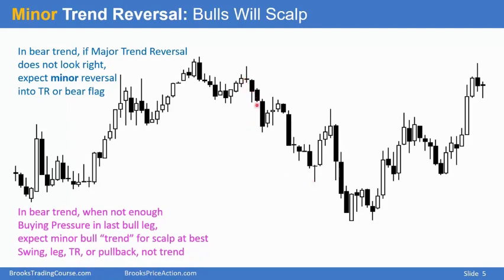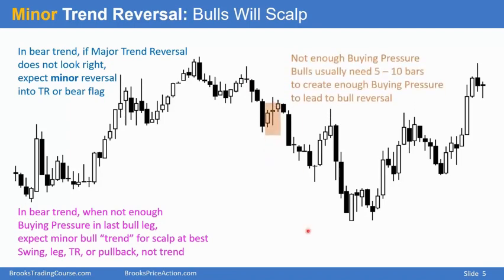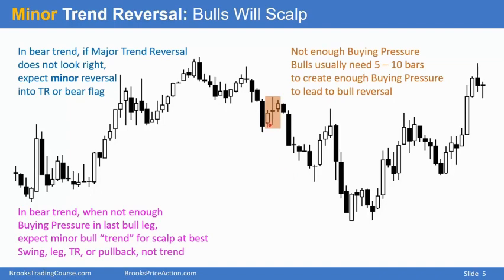For example, here we have a bear trend and we have an attempt to reverse, but a minor reversal. Is this enough of a reversal up for traders to expect the next reversal up to be a major reversal? No, it's not enough buying pressure. It only lasted a few bars. If you look at a smaller time frame chart, you might start looking for a major reversal. But on this chart, this is not enough buying pressure for traders to look for a major trend reversal.